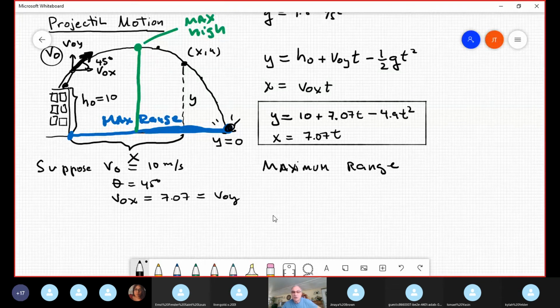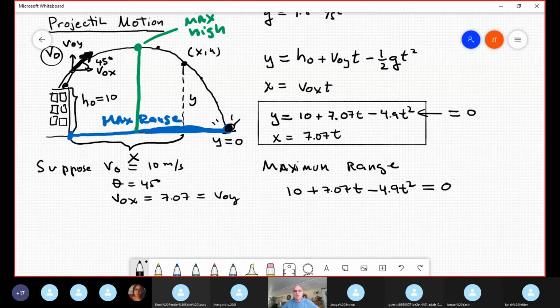So you take the equation for y, you impose it to be 0. And my equation is 10 plus 7.07t minus 4.9t squared equal to 0. And this is the quadratic equation. So basically, if you want to find at what point the bullet hits the ground, find the x-intercept. Actually we have two, but one x-intercept makes no sense because this is a parabola, and the parabola starts at this point. Only this part of the parabola makes sense.